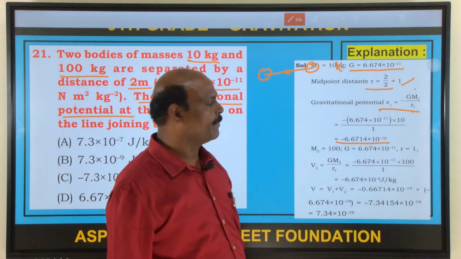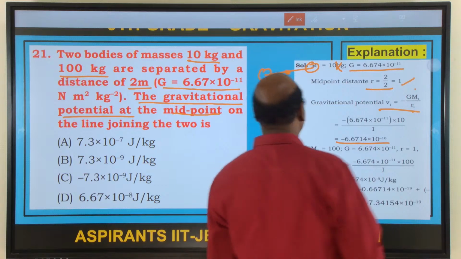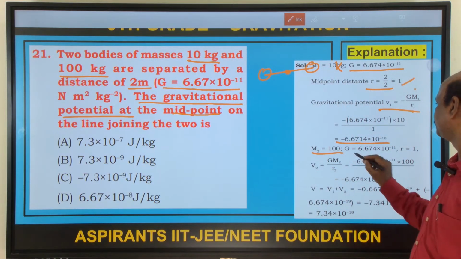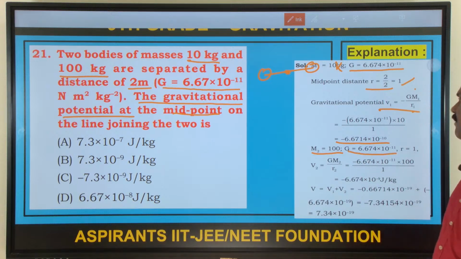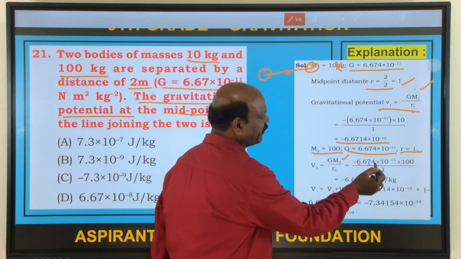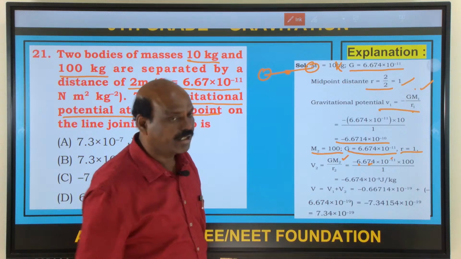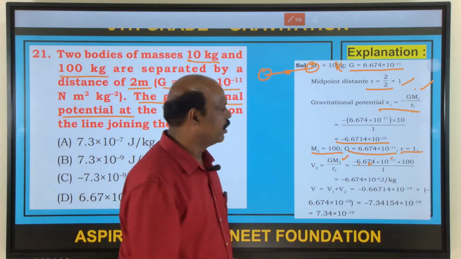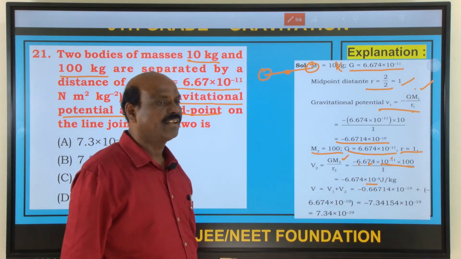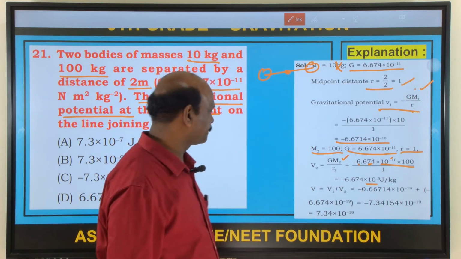Substituting these values, you will get 6.67 into 10 power minus 10. And for the second body, M2 is equal to 100, with the same G and the same R because it is the midpoint. With the same formula, we only change the mass of the body, that is M2, and you get 6.674 into 10 to the power of minus 11 into 100. So it will become 10 power minus 9 joules per kilogram.